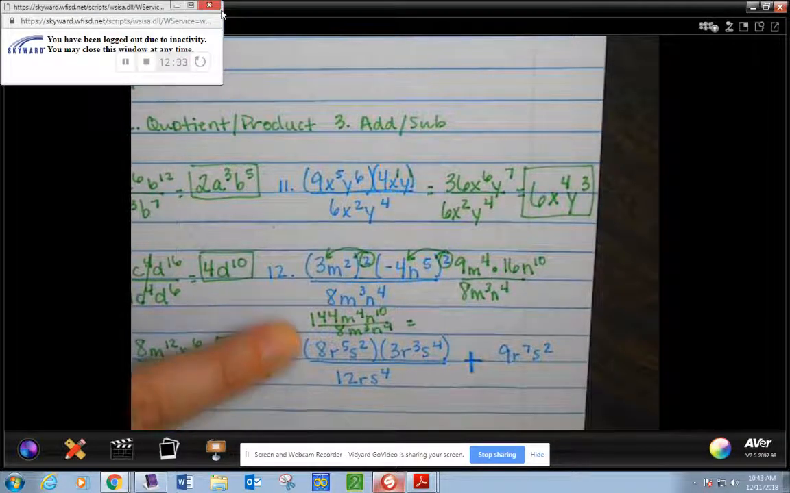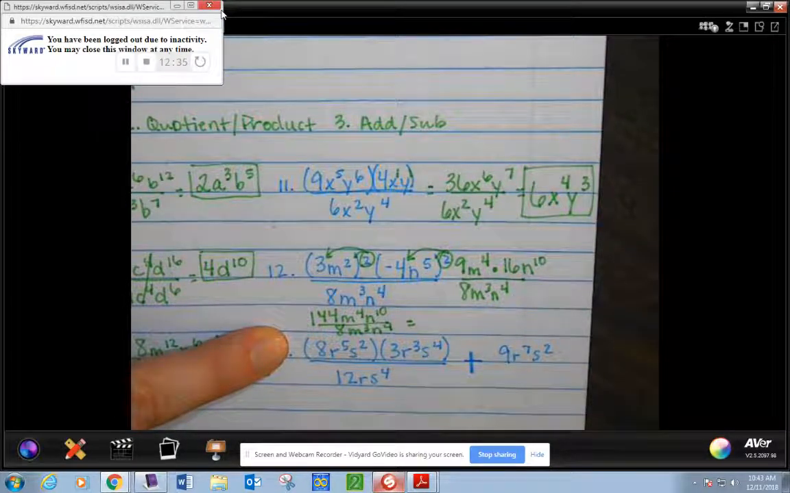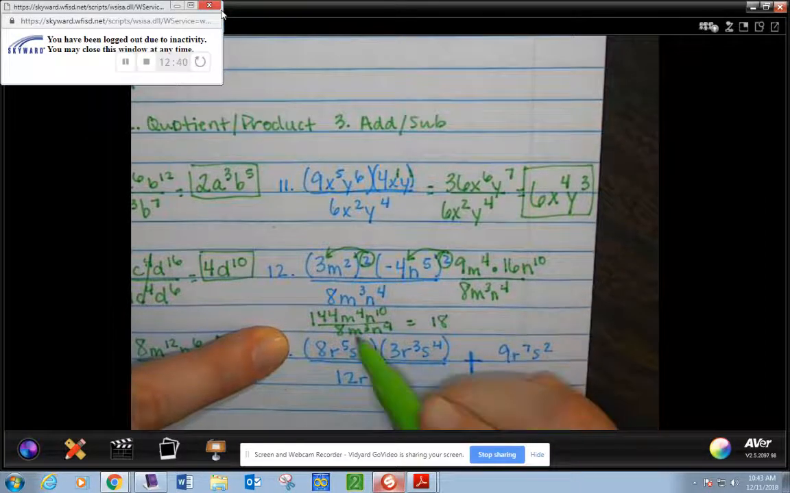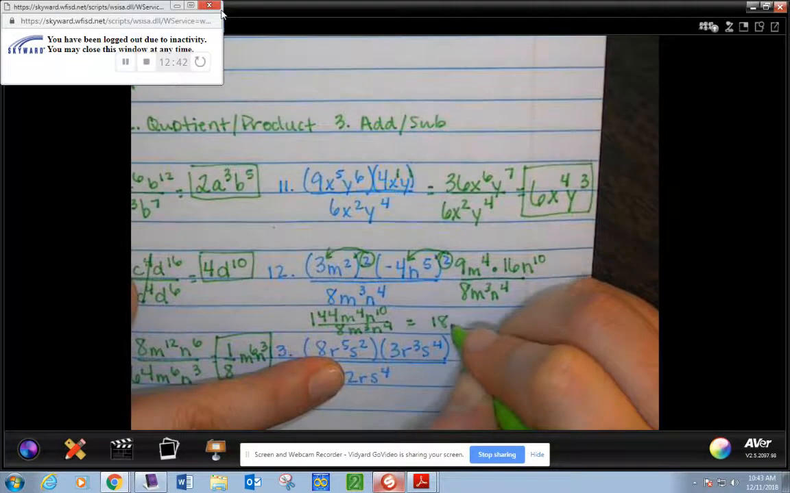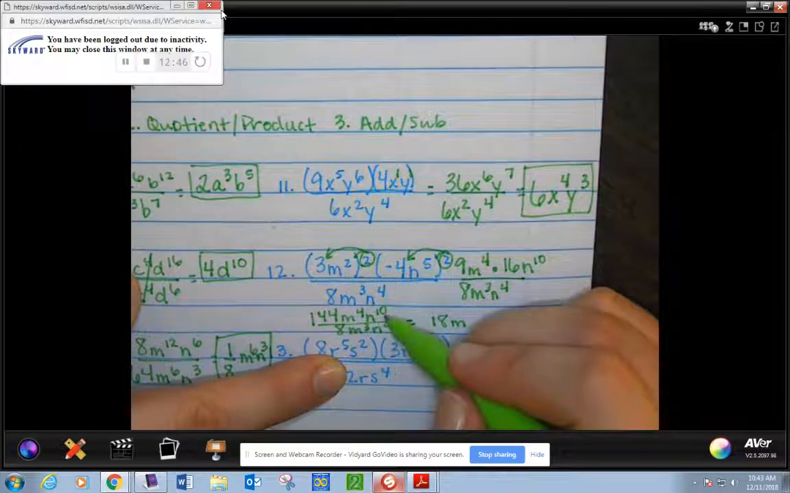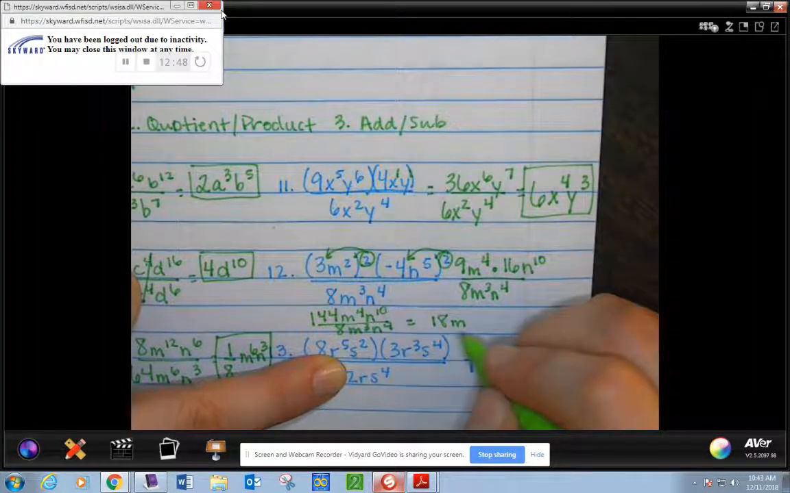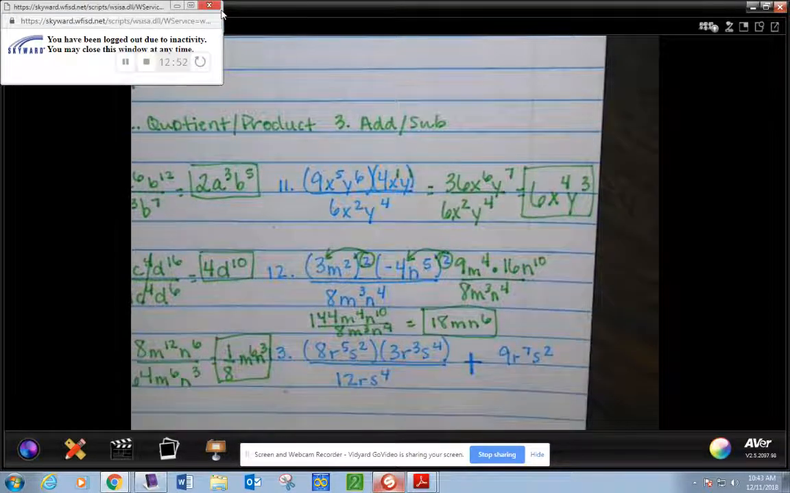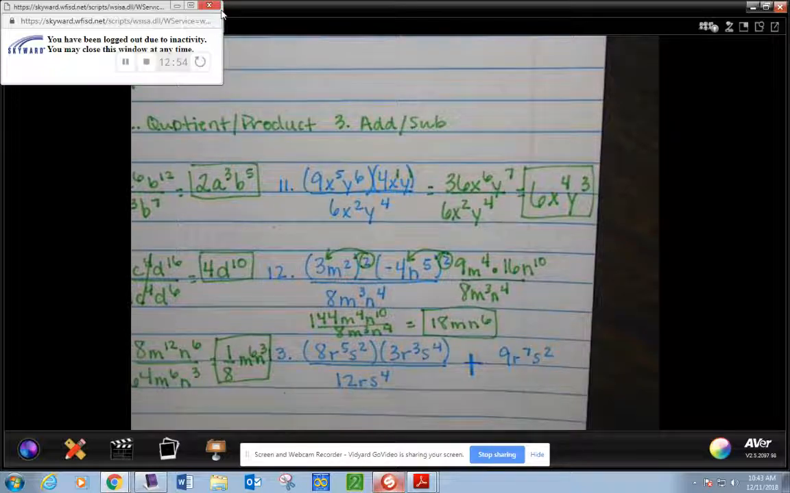So now I can do my division. So 144 divided by 8 is 18. If I have an m to the 4th and an m to the 3rd, that just makes 1m, 4 minus 3. And if I have an n to the 10th and an n to the 4th, 10 minus 4 makes 6. So that would be my final answer. So that one was multiple steps, so be careful. Okay, for the last one, we have another multiple step.